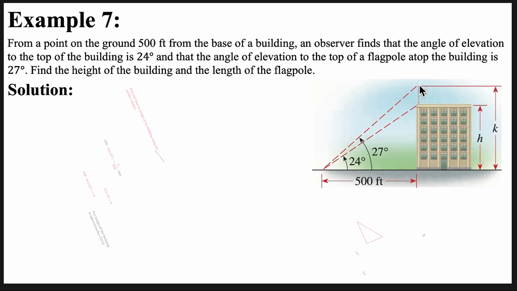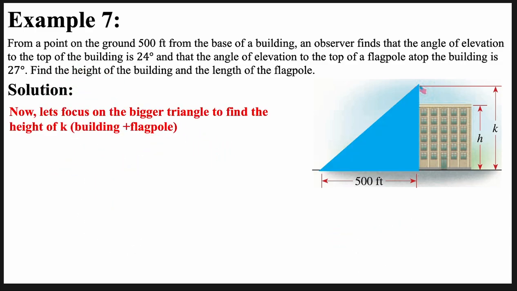And for that, we're going to use this triangle right here. And what do we know about that triangle? Well, the angle to the top of the flagpole is 27 degrees. The adjacent side is 500 feet, and the distance from the bottom of the building to the top of the flagpole is what we call the K. So again, the unknown side is your K, which is opposite. The known side is adjacent. Opposite over adjacent, that's the tangent function.